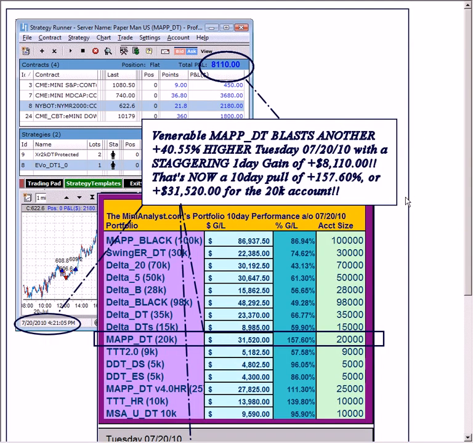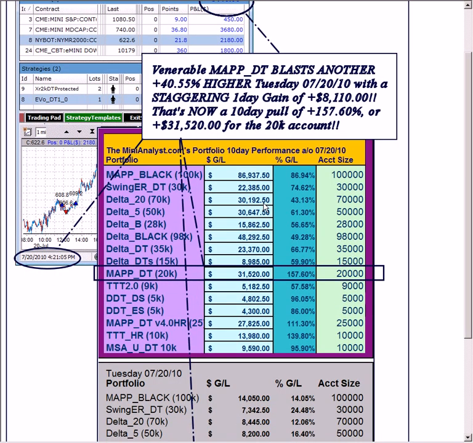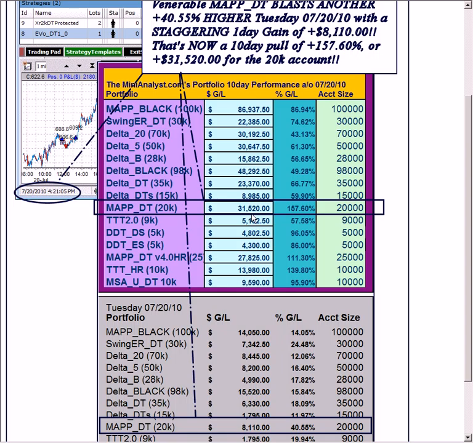And how are we doing so far? Well, it is just absolutely impressive, the gains that we've been putting up. A staggering, as mentioned, $8,100 yesterday. Now a 10-day pull of 157.6% for the venerable MapDT, the original MapDT. And there you see the gain, $31,520 on the $20,000 account. That is the leader over the last 10 days.